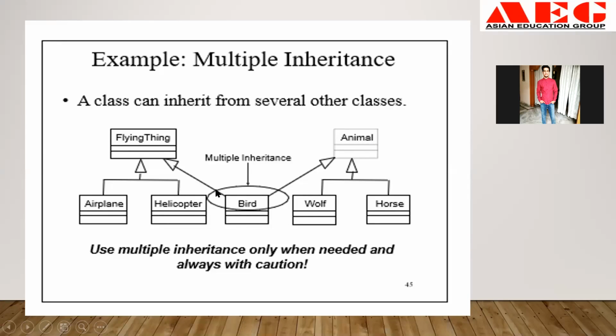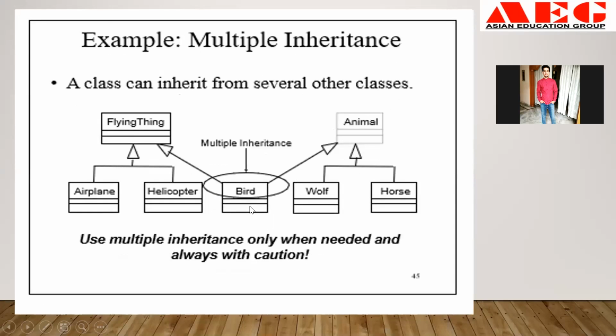Bird. Bird is inheriting properties from two different classes. So it represents the multiple inheritance concept. Bird is a flying thing and it is an animal also. So multiple inheritance can be represented like this.